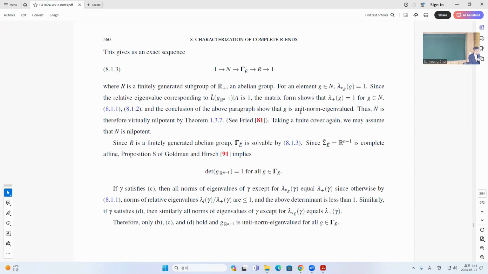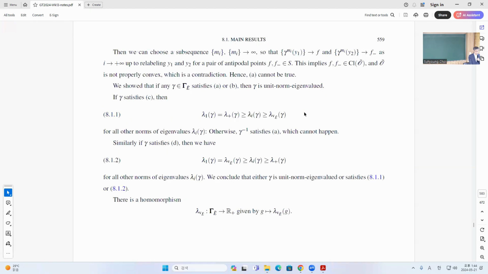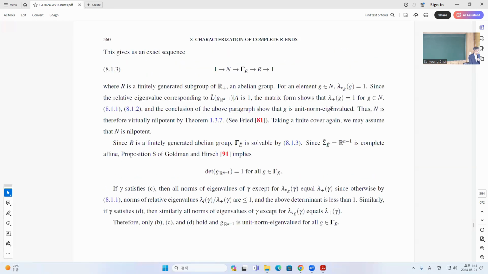We are in these two cases, so therefore we have all the eigenvalues of 1, and so n is virtually nilpotent. Since R is finitely generated and this is nilpotent, this is solvable. And this is complete affine. So you have some solvable affine group case, and then Goldman-Hirsch showed that the determinant is always 1.